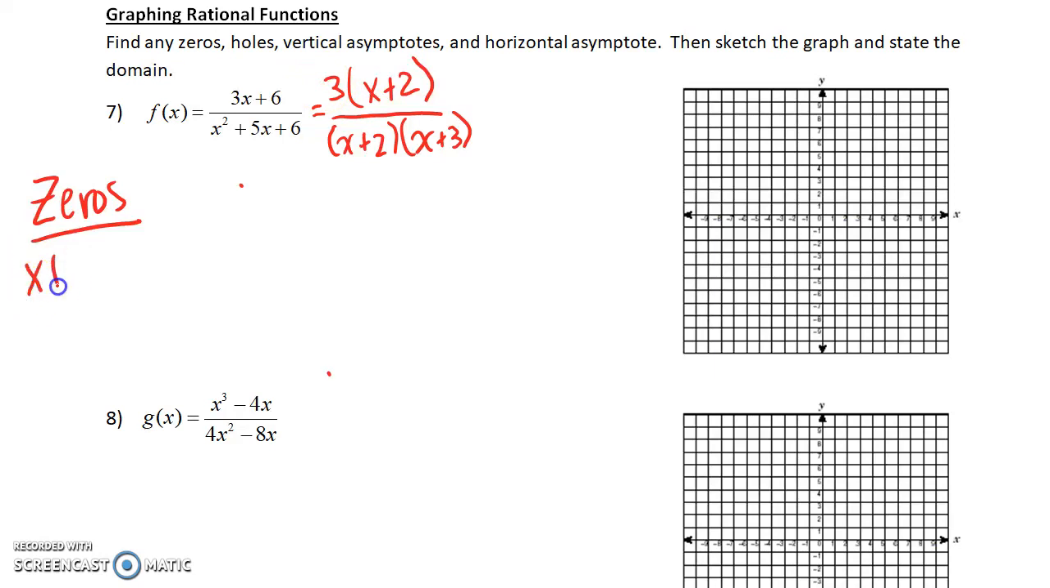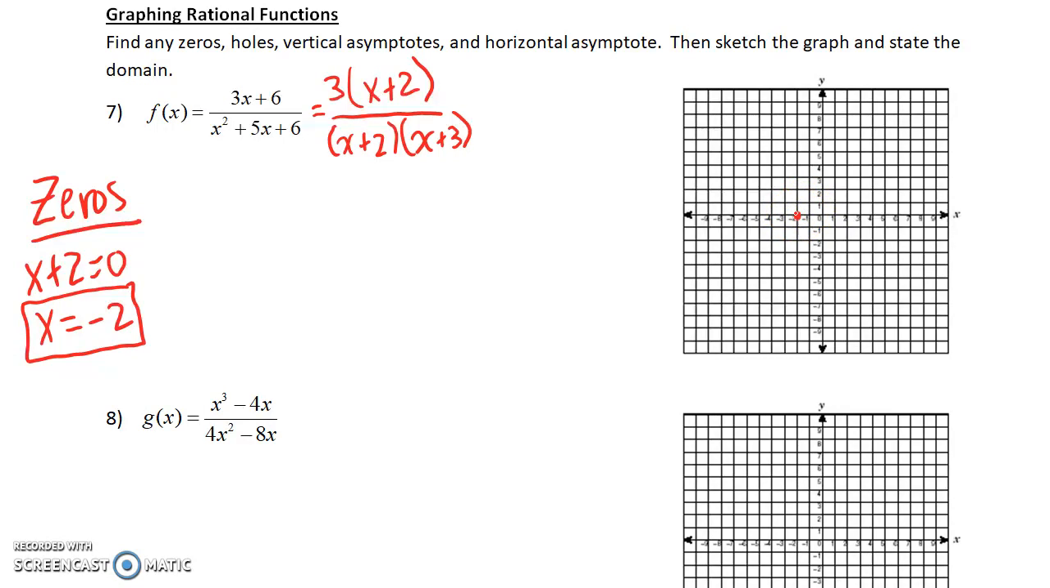So I set x plus 2 equal to 0. Solve that by subtracting 2 from both sides to get x by itself. Sorry about this mark. And we get negative 2. So I know my function will cross the x-axis at negative 2. So if I label that right away, it's right there.